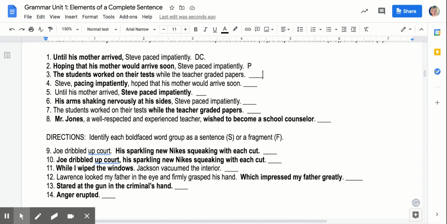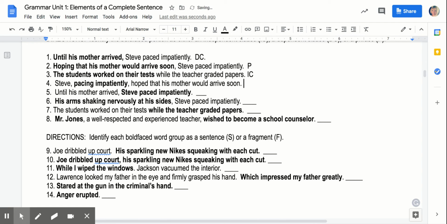All right, let's take a look at number 3. The students worked on their tests. Okay, who or what is this sentence about? The students. What did they do? Worked. The students worked on their tests. Subject and verb, it can stand all on its own. We have an independent clause. Okay, let's take a look at one more together.